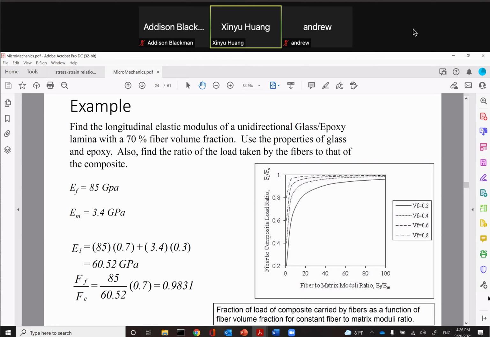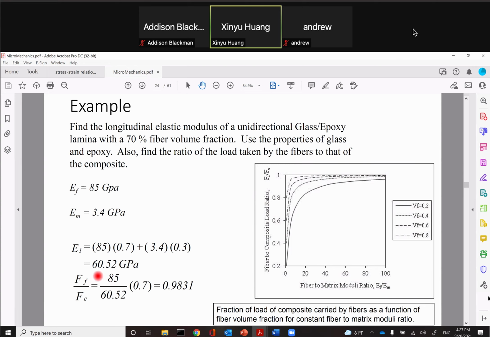You have fiber volume ratio varies from 0 to 100%, and then these different lines correspond to different fiber volume fractions. You have 0.2, 0.4, 0.6, 0.8. The higher the volume fraction, and then you calculate a ratio of fiber reaction force to the composite reaction force.